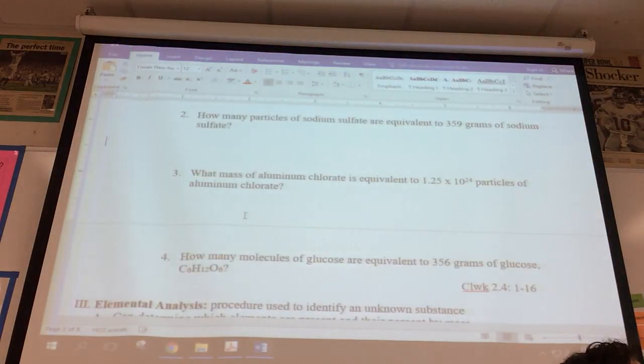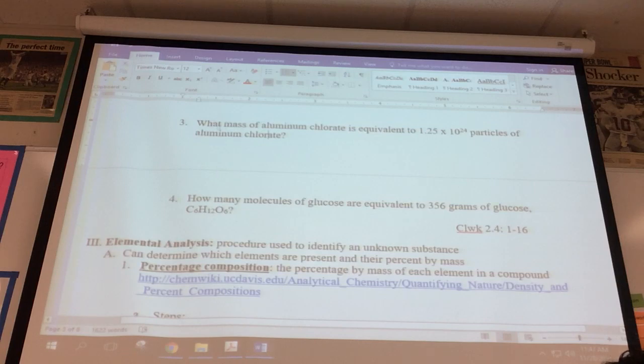On number 3, it says, how many particles of sodium, no, we just did that one, silly. On number 3, it says, what mass of aluminum chlorate, so that's what we're looking for because no number is given, is equivalent to 1.25 times 10 to the 24th particles of aluminum chlorate. So what's my given?